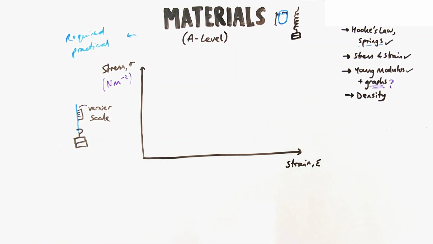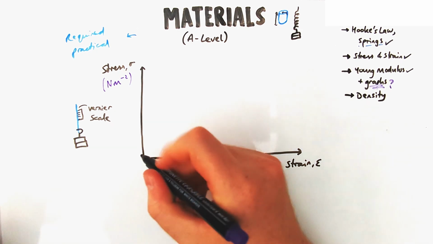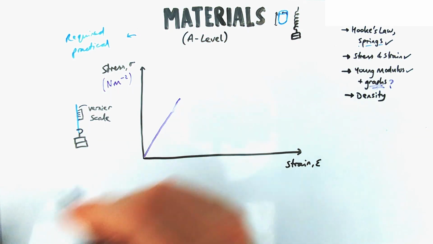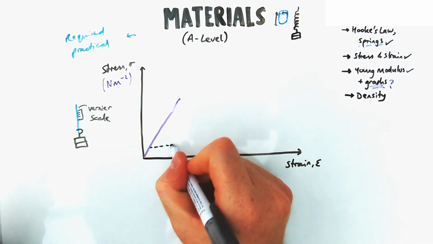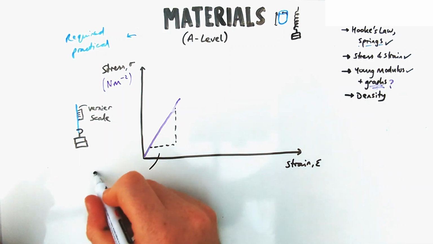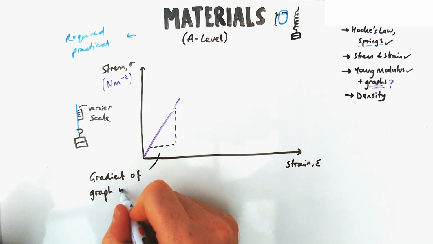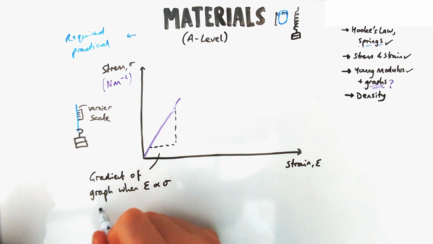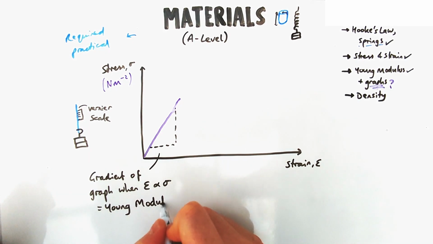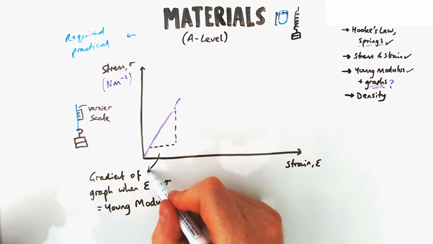So let's say we've got our wire stretching. A significant part of the stretch is going to have a constant gradient, or it's going to have a direct proportion between stress and strain. So therefore, when these two things are proportional, we can measure the Young modulus only when it's a straight line, because that shows it's got a constant Young modulus at that point.